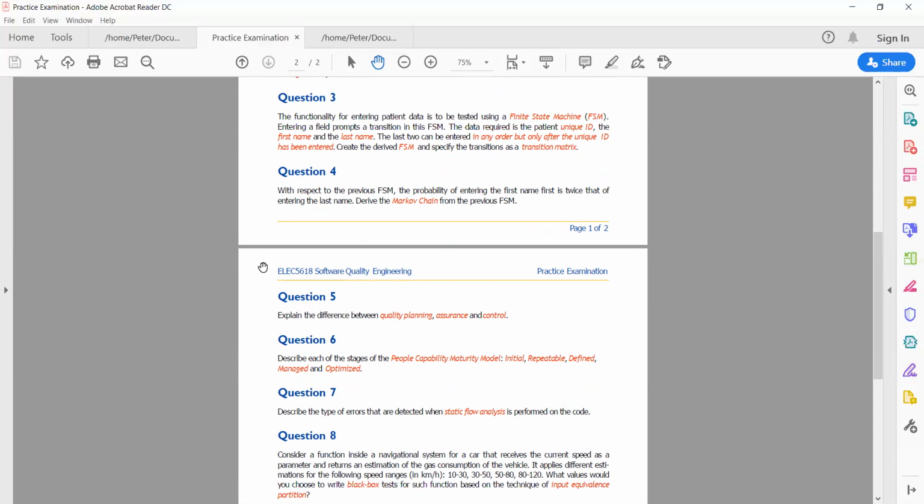We have question 5: quality planning, quality assurance, and quality control. For this, I'll take this question and give you the answer directly. Because remember, for planning we have identification, for assurance we have evaluation, and control is all about monitoring. So please take note of these key terms when you're trying to differentiate between the three.